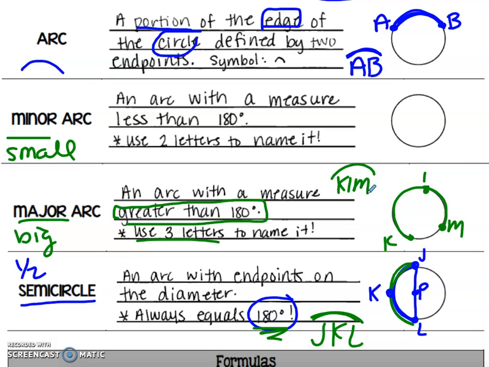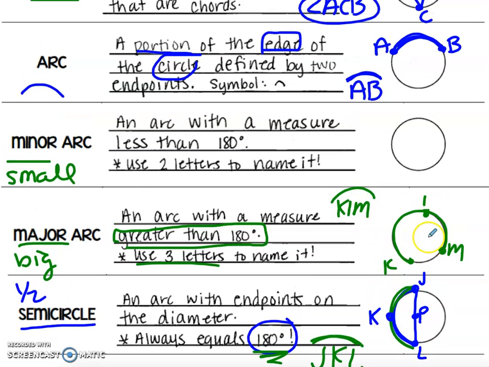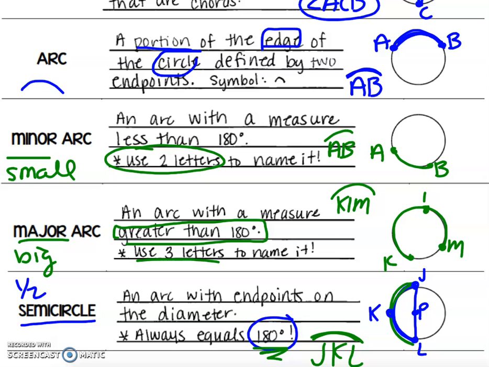It could also be arc MIK if you went backwards. So semi, half, major, more than half, and then a minor arc is small. So minor arc is going to be a small arc, maybe from here to here. We'll go AB again. So this would be minor arc. Only need 2 letters. So it'd be arc AB. Okay. So the only arc that has 2 letters is a minor one. A major or a semi are going to have 3 letters with an arc. And this is just a basic definition of an arc.